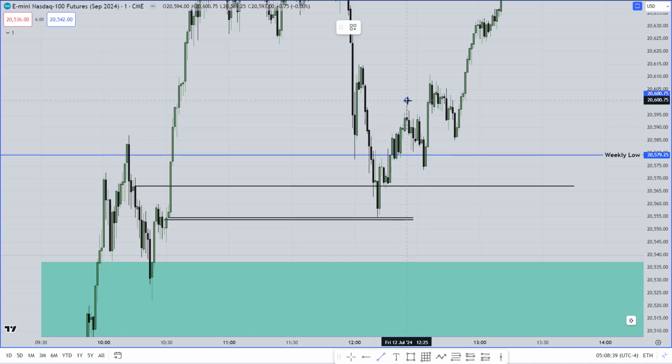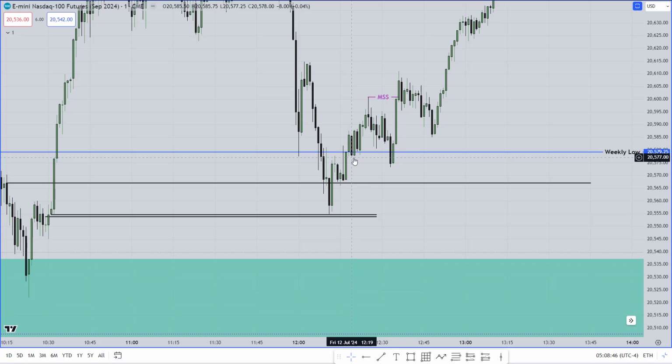So just look at this market structure shift. How beautiful is that market structure shift over there. So let me mark it. That was the market structure shift. Market has taken all of this liquidity. This is your parallel gap. So let me mark the parallel gap as well over there. This is the parallel gap.